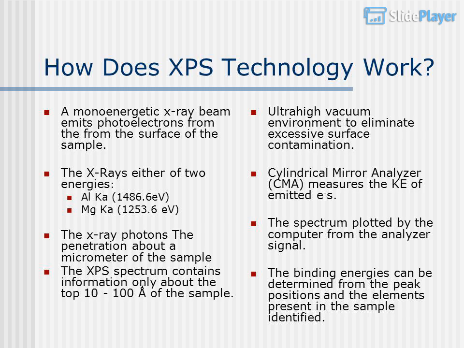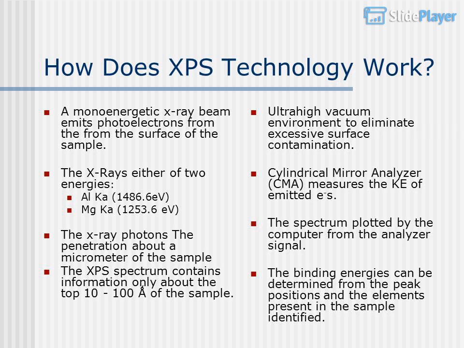How does XPS technology work? A monoenergetic X-ray beam emits photoelectrons from the surface of the sample. The X-rays have either of two energies: Al Kα, 1486.6 electron volts, or Mg Kα, 1253.6 electron volts. The X-ray photons penetrate about a micrometer of the sample. The XPS spectrum contains information only about the top 10 to 100 angstroms of the sample.